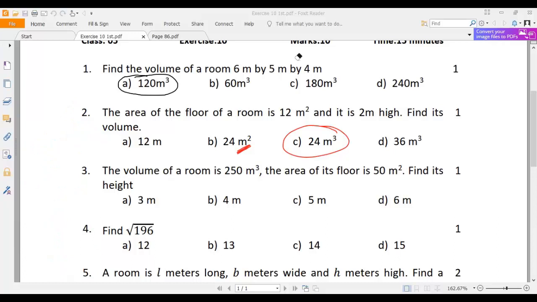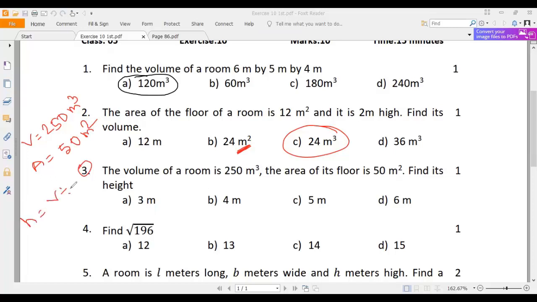Number three says the volume of a room is 250 meter cube. The area of its floor is 50 square meter. Find its height. That means volume is given. At number three, volume is given, that is 250 meter cube. And area of its floor is 50 meters square. So area is also given, that is 50 square meter. Find its height. So what will be the height?